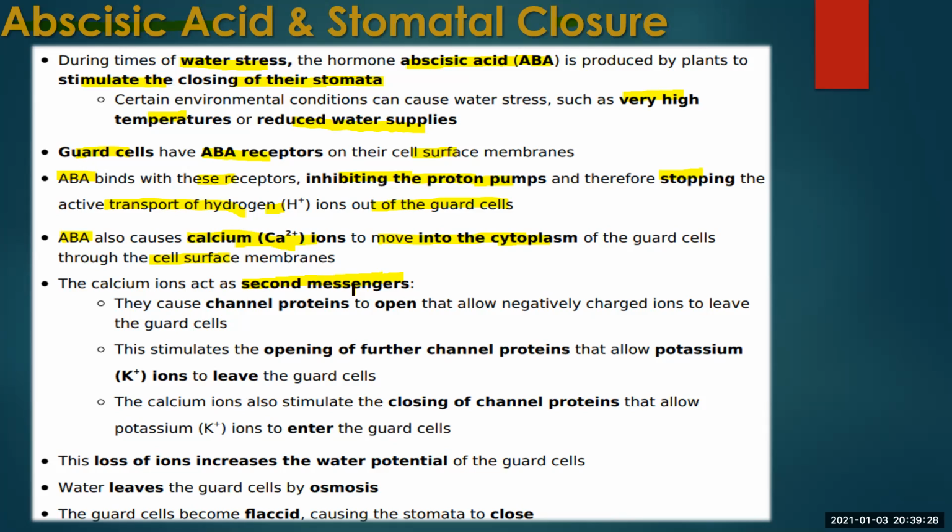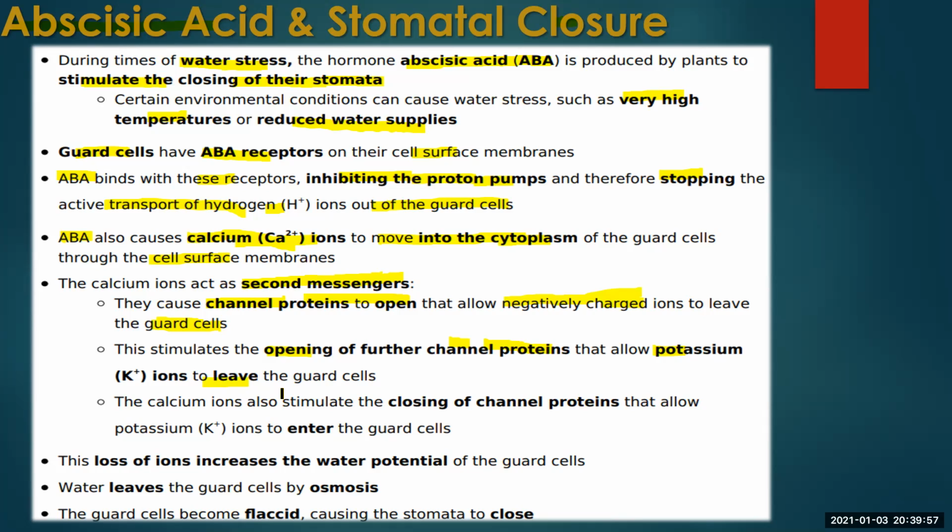So what do these calcium ions do? They cause the channel proteins to open. As the channel proteins open, this allows negatively charged ions to leave the guard cells. As the negatively charged ions leave the cell, this stimulates the opening of further channel proteins. Now, what happens through these channel proteins? Potassium ions also leave the guard cells.